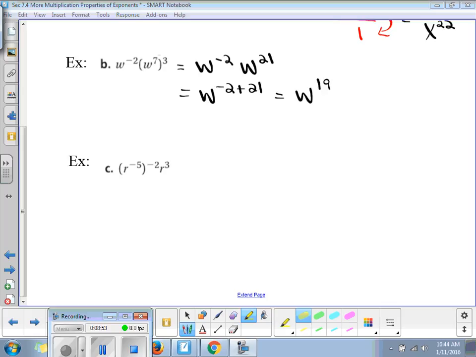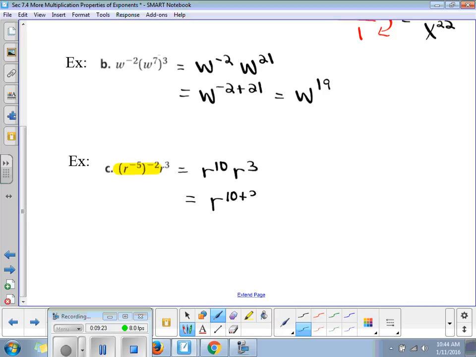For this letter C, we're going to do this one first. Okay? So we get r to the negative 5, well, actually, I don't need to show all of the work. Negative 5 times negative 2 is what? Positive 10. So it's going to be r to the 10th times r cubed. And now I'll show the work for this. So we've got r to the 10 plus 3, which is r to the 13. And you're done.